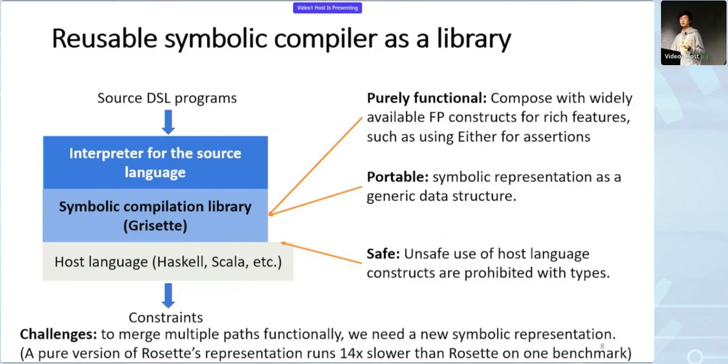We have implemented Rosette's merging algorithm in Haskell and run several benchmarks on it. For the slowest one, we observed a 14 times slowdown, even though Haskell is usually a faster language. This convinced us that we need to design a new representation to accommodate the functional programming scenario.